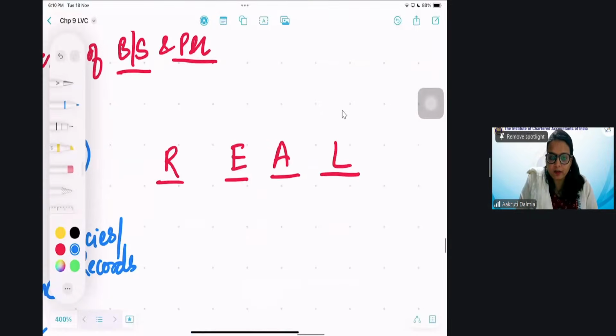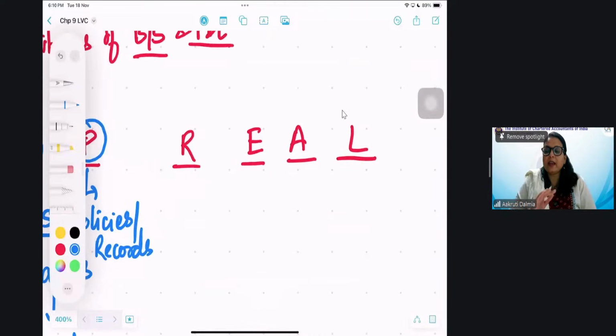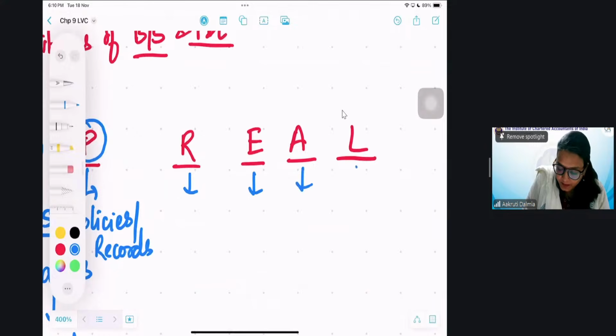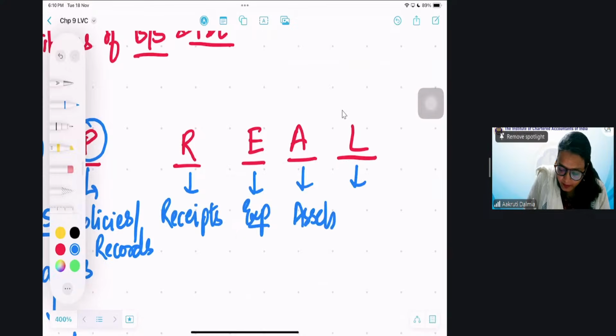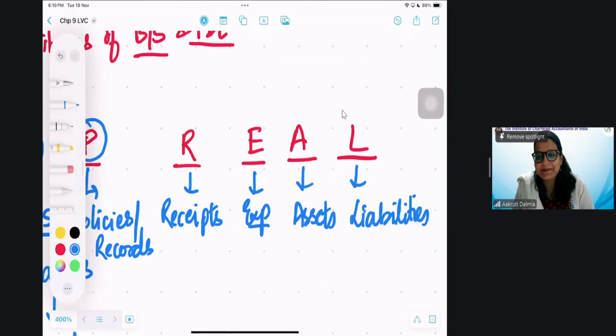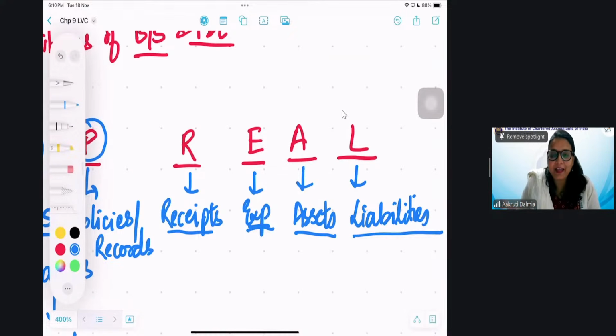Now let's come to real, SIP real. In any kind of audit, you have four real things to see. You will laugh when I tell you what it means. It's so easy. We check receipts, expenditure, assets, and liabilities. So hard, right? So tough. Receipts, expenses, assets, and liabilities. This is the balance sheet thing I told you.